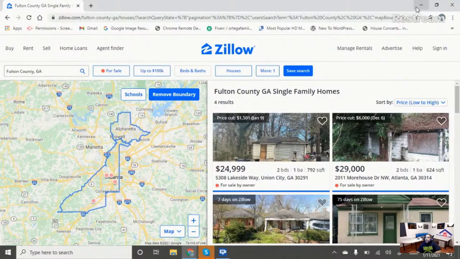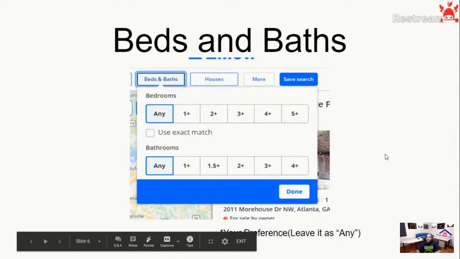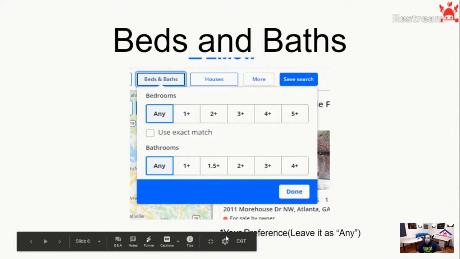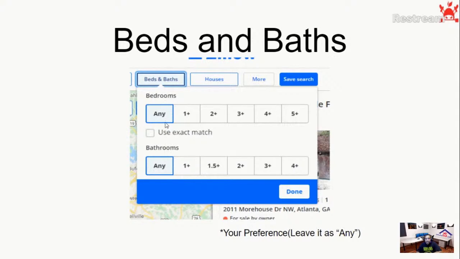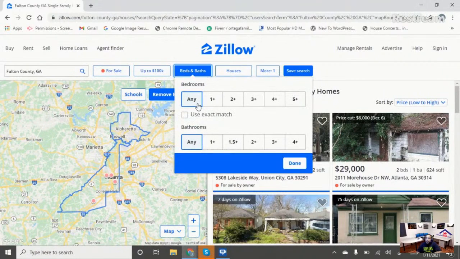All right, so next, we are going to go into your beds and baths. Oh, excuse me, bathrooms and bedrooms. All right. So this is also your preference. This is gonna really narrow down your search. So I recommend you leave it as any. But if you're looking for specifically 3/2s, you can set it up here. Or if you're looking for a 4+ or whatever, you set it up there. For the purposes of this video, we're gonna leave it as any.